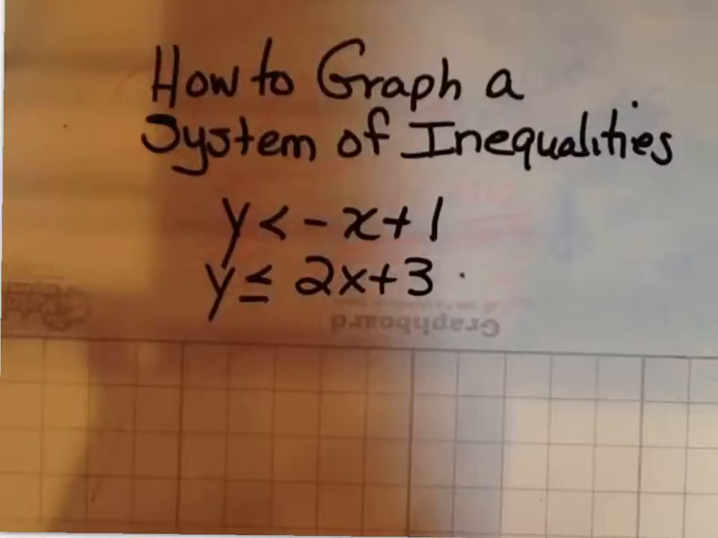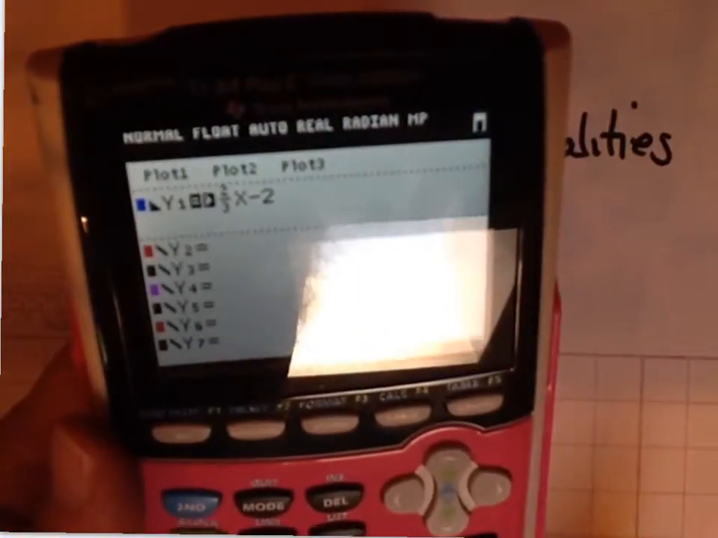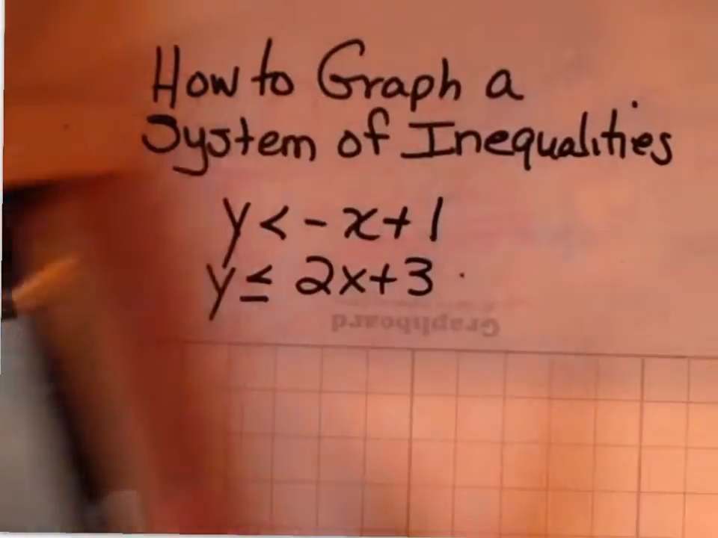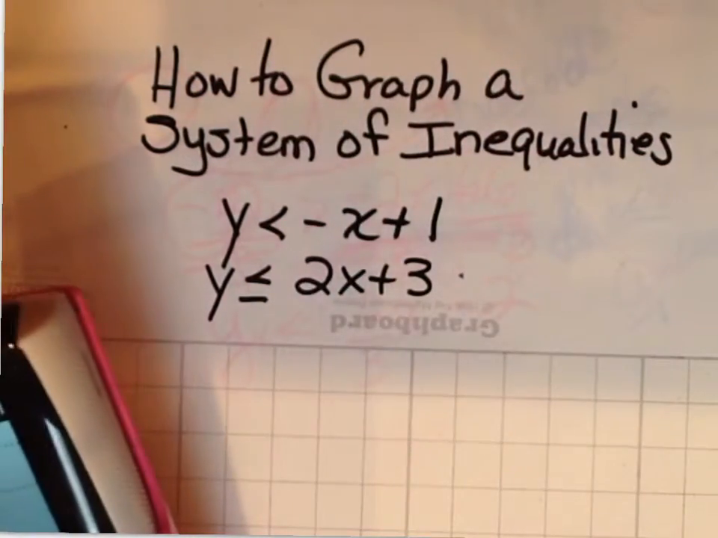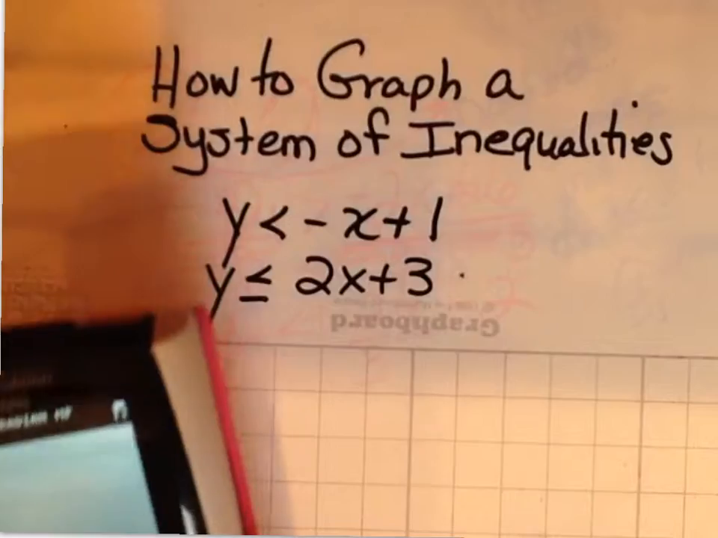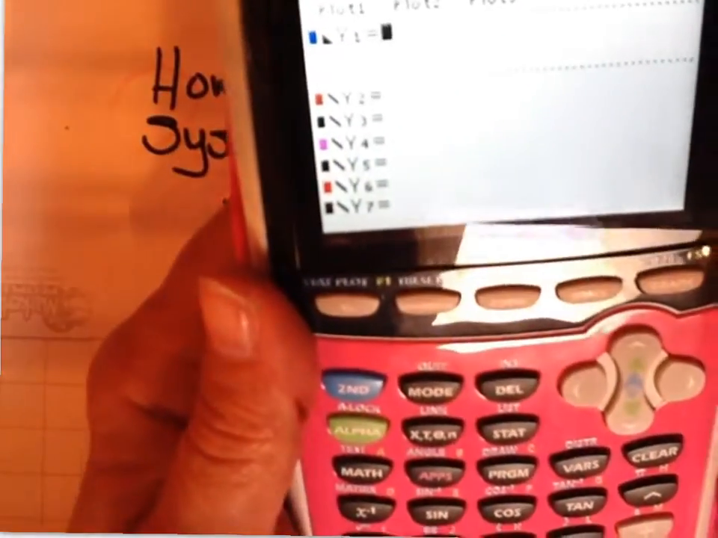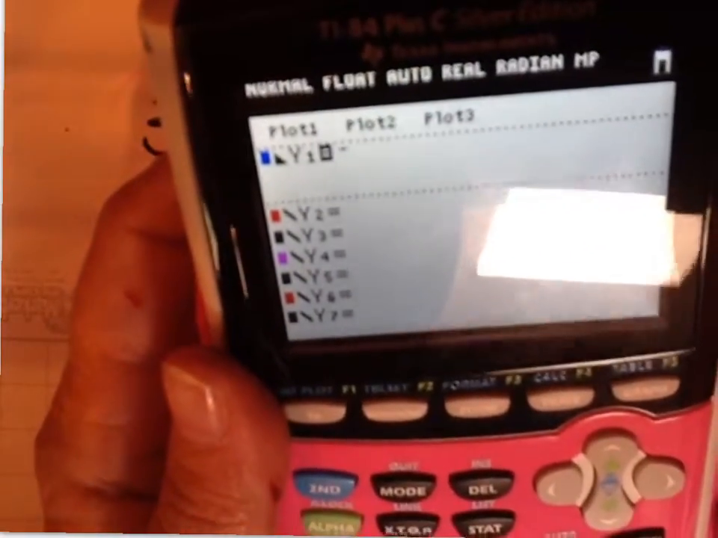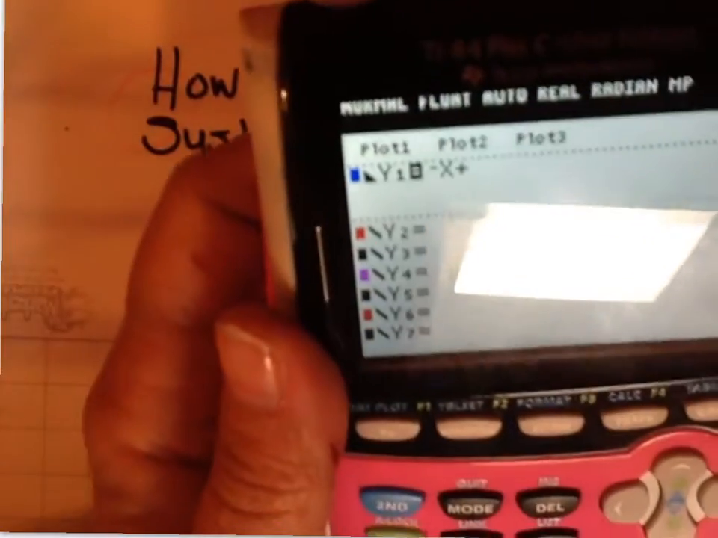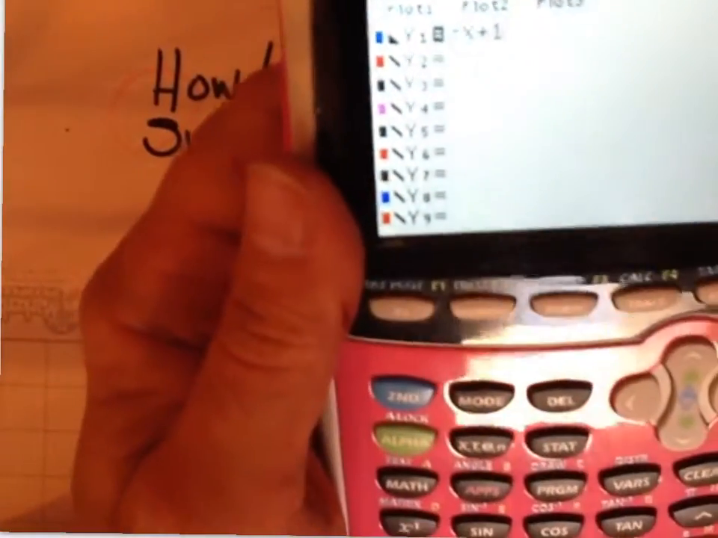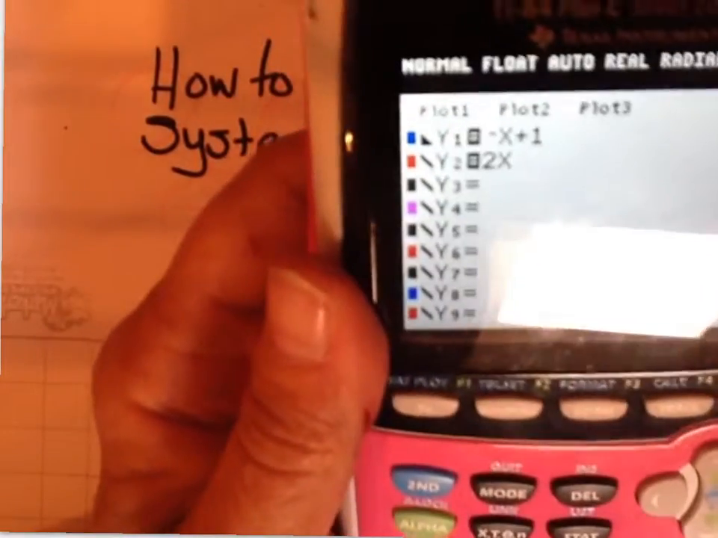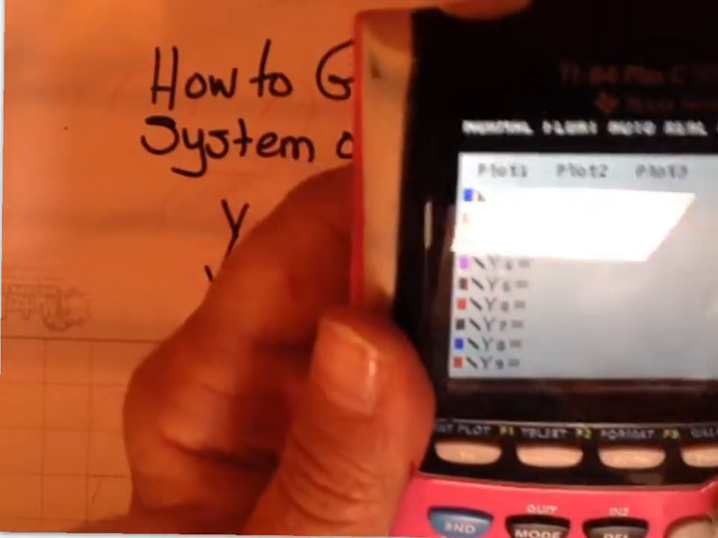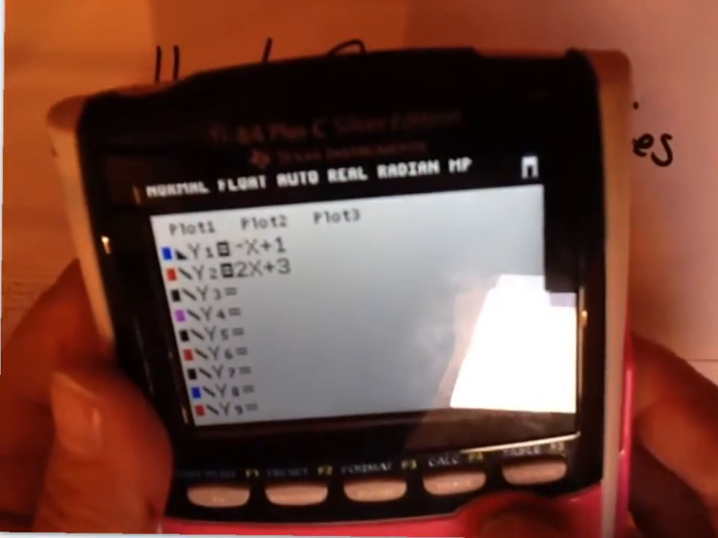Alright, so what I'm going to do is I have two inequalities, and remember, the solution to any type of inequalities is a graph, so I need to graph. So to graph anything, go to y equals, clear out what's in there, and I'm going to put in my first inequality in y1. So I have negative, and I have to use a negative, not a minus sign, negative x plus 1. That's my first inequality. And my second one is 2x plus 3.